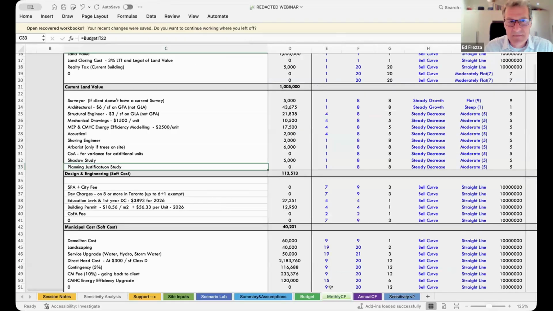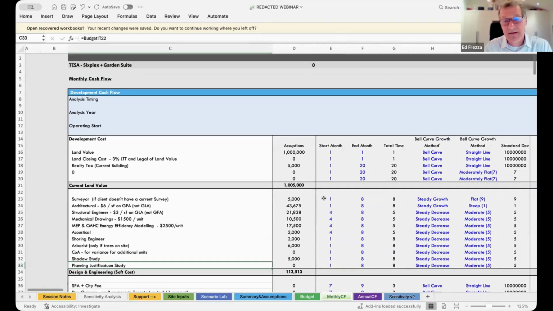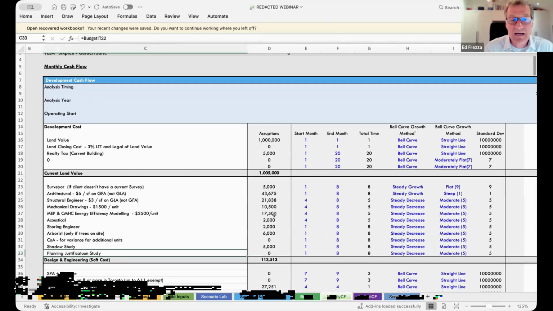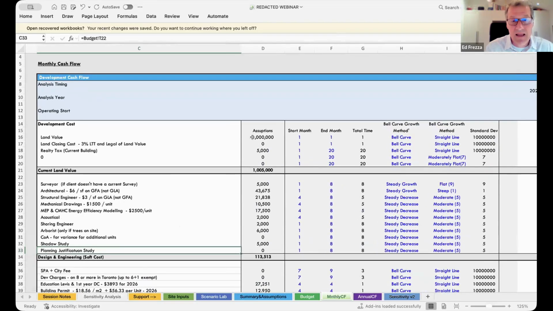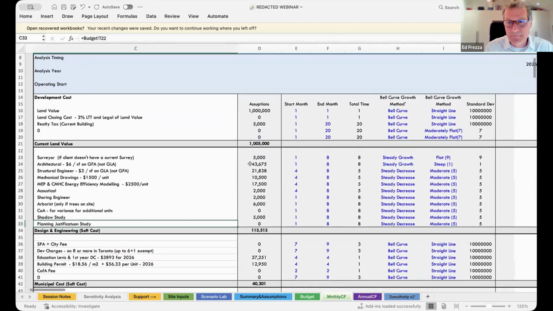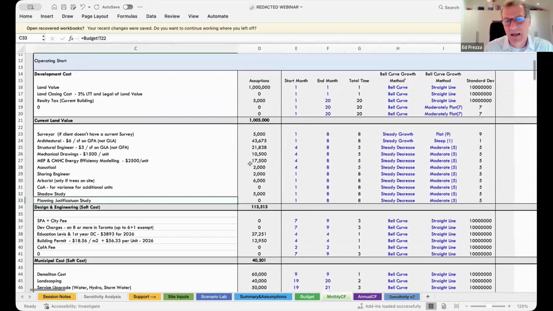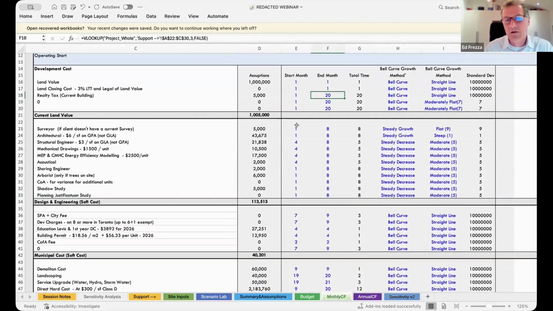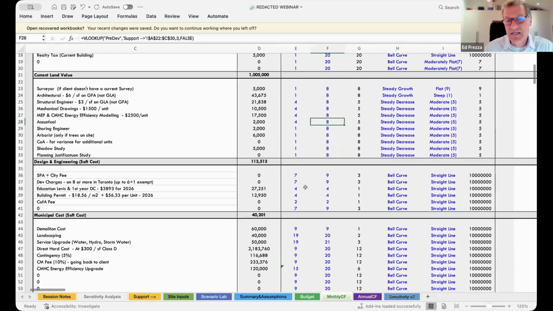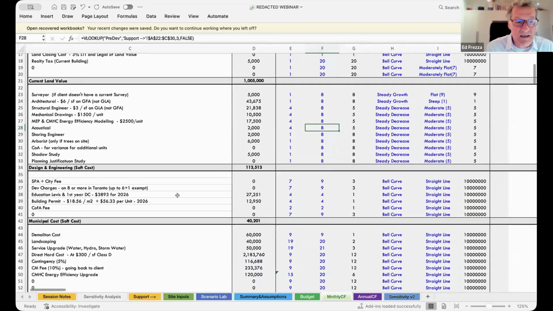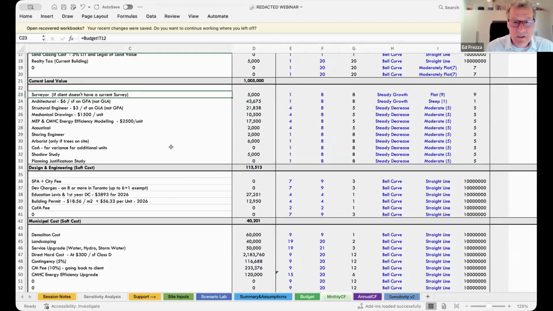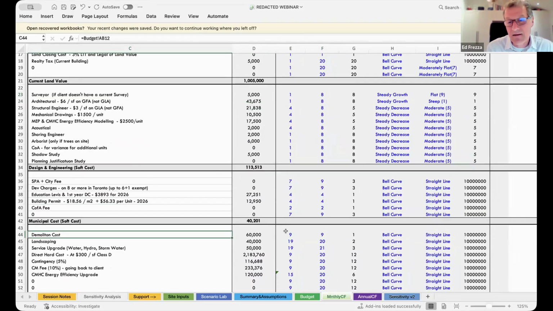So on the monthly cash flows, you can see on the left-hand side, we have the various categories. The first one is current land value, which is the land value, the land closing costs, et cetera. You can see there's a start month and an end month. And so we allocate when the money will basically be used. So you can see the construction element there where we've got demolition costs. Well, demolition doesn't start until the beginning of construction in month number 9, line number 44, for example. So that cost is 60 grand. It gets used up in 1 month, in month 9.